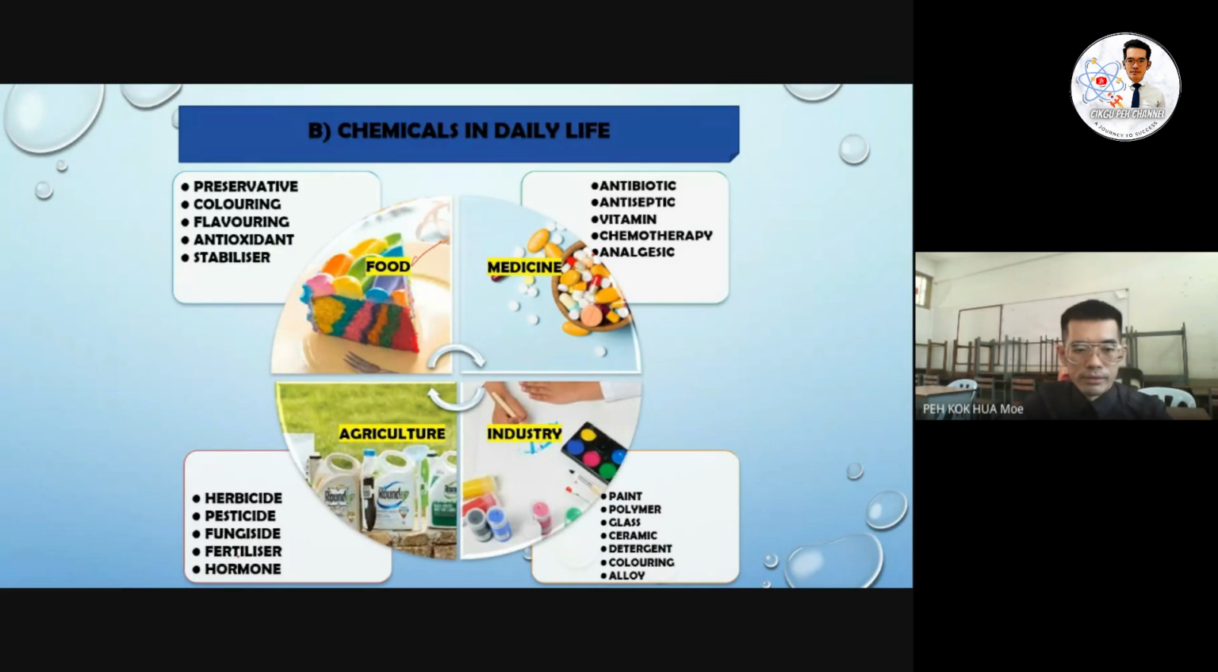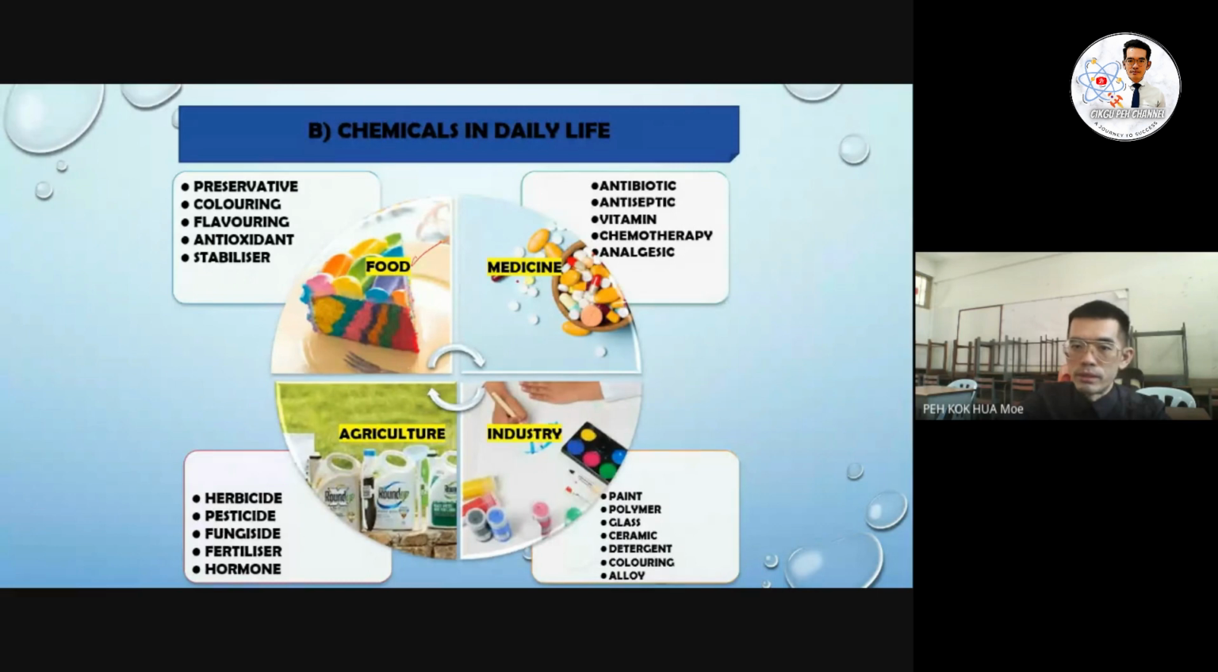And the next will be the fertilizer. Fertilizer, I think all of you know, right? It's the chemical or material supplied to the soil so that the plant will get sufficient nutrients. And the hormone here refers to plant hormone. The plant hormone can promote the growth of the roots and also the shoots.